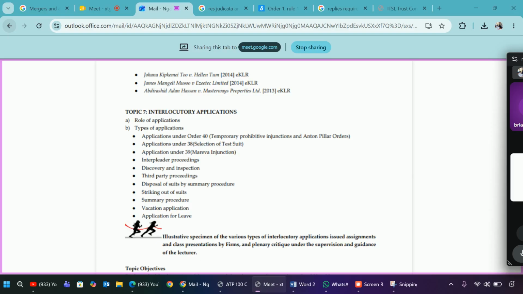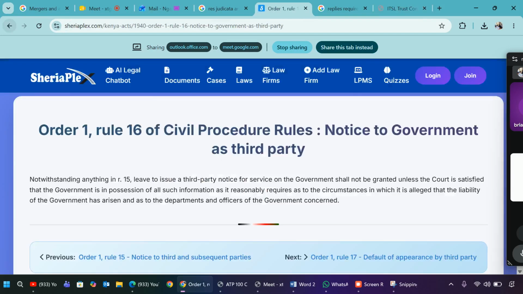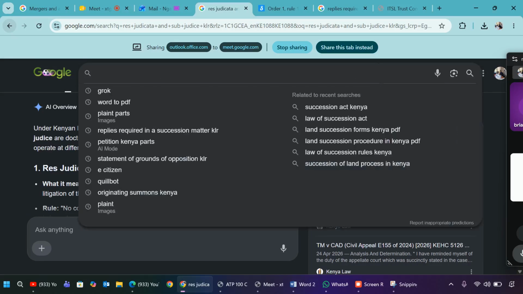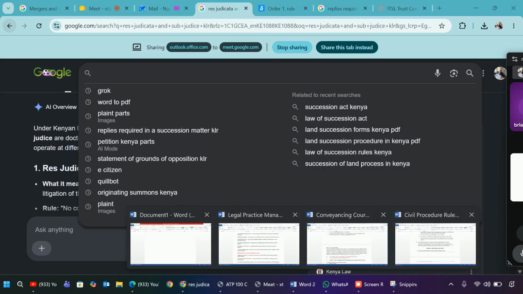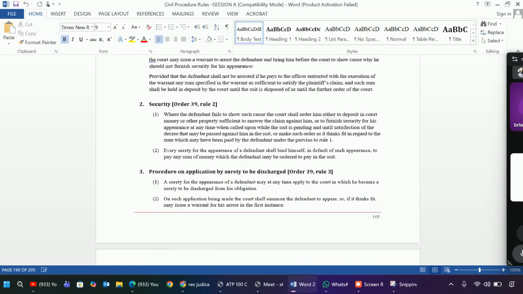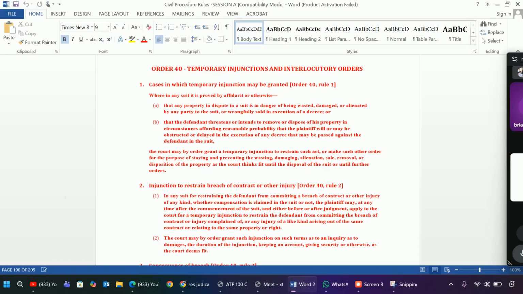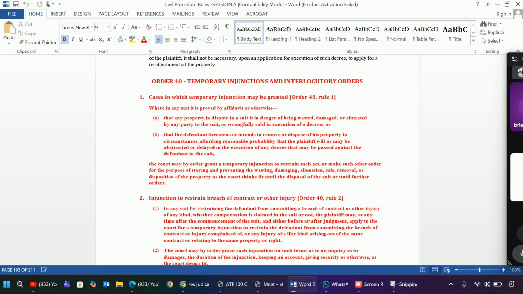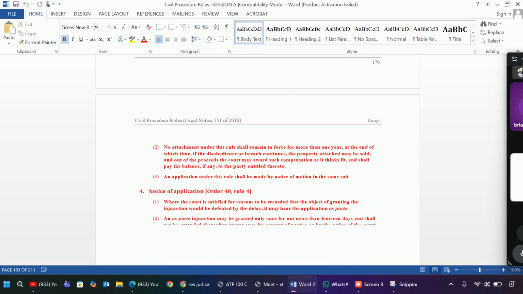We start with Order 40 requirements. Have I analyzed the same? That is the key determinant. Yes, I have analyzed Order 40 on temporary injunctions and interlocutory orders. I read verbatim.